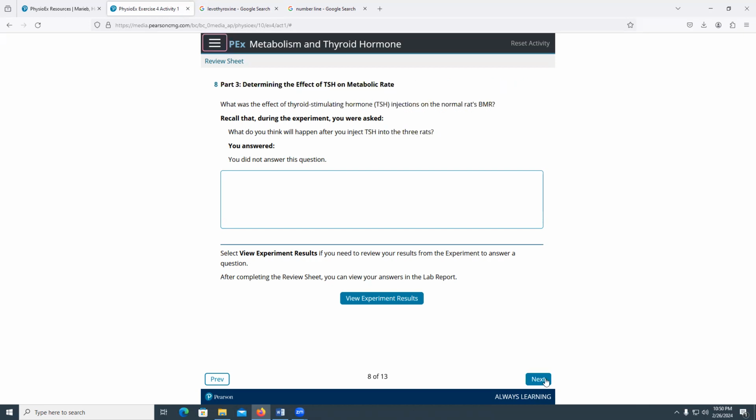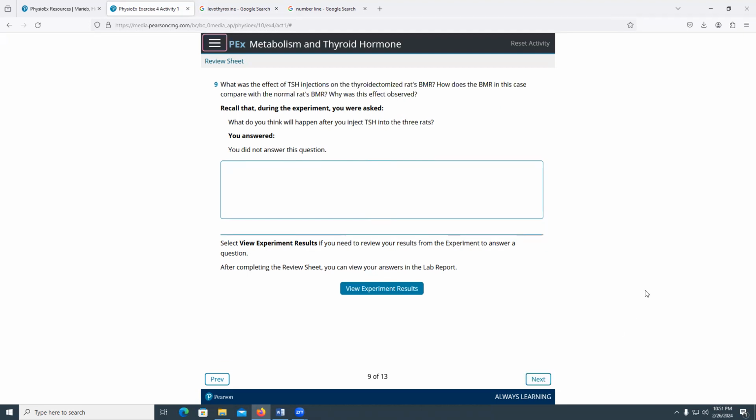Okay, part 3, determining the effect of TSH on the metabolic rate. What was the effect of thyroid stimulating hormone injections on a normal rat? The TSH is going to go right to my thyroid gland, causing a hypertrophy. So the effect of the TSH was to increase the normal rat's basal metabolic rate because it will stimulate the thyroid gland to secrete thyroxine, and it will also cause goiter development.